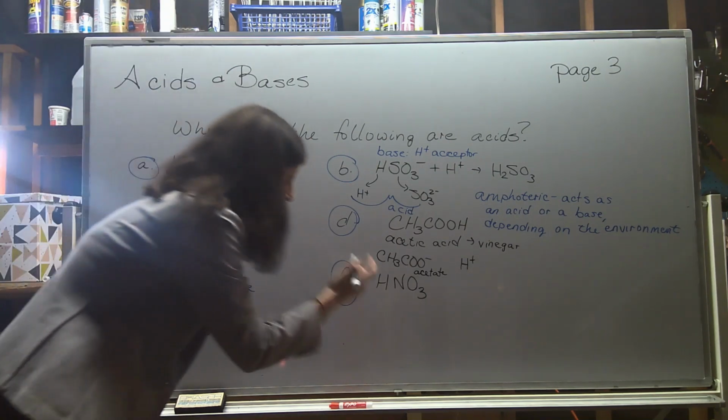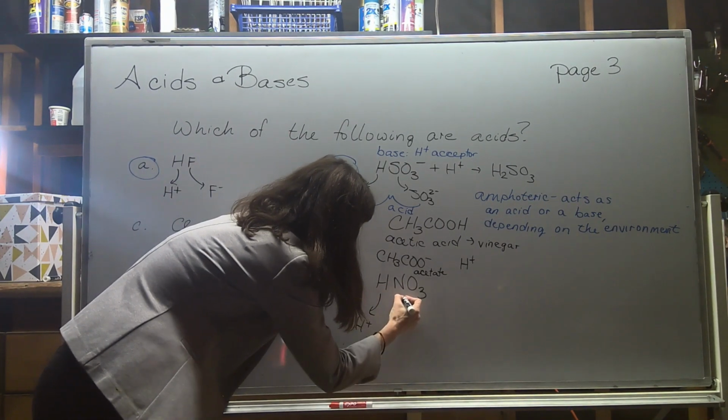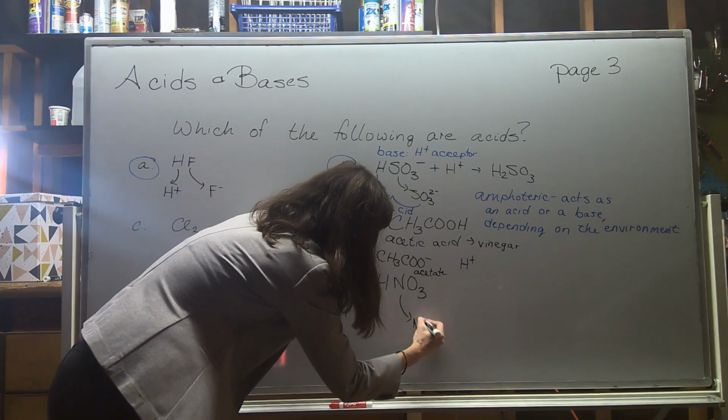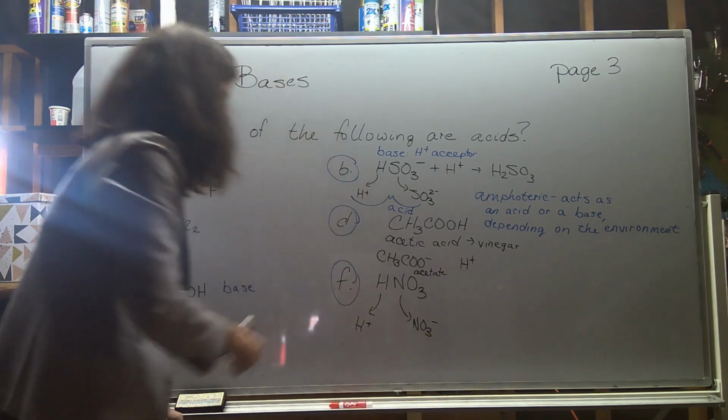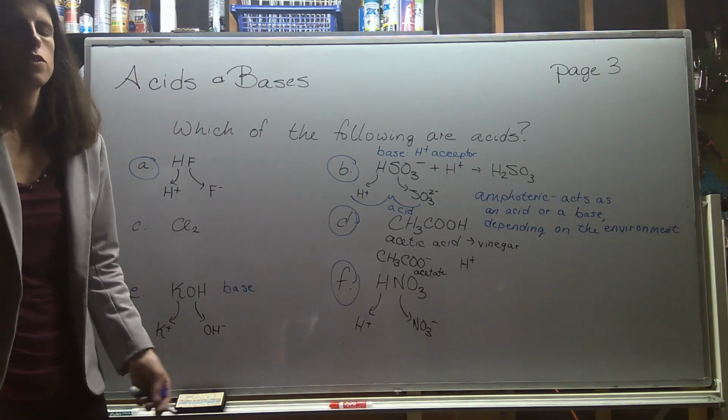Last one, again, knowing those polyatomic ions is key here. We have H+ and nitrate. So definitely acid because we have the H+ forming when the compound dissociates.